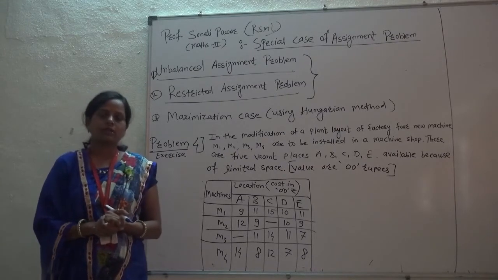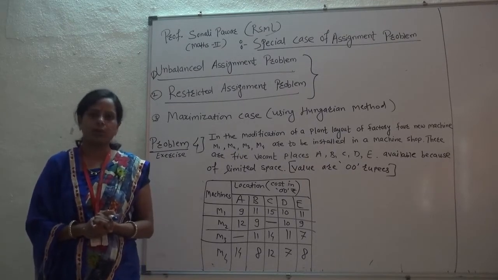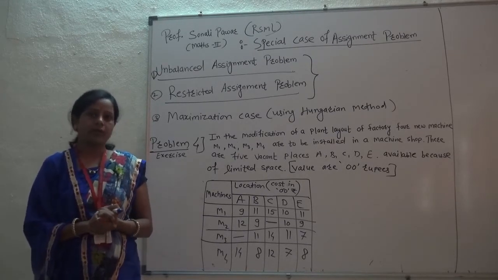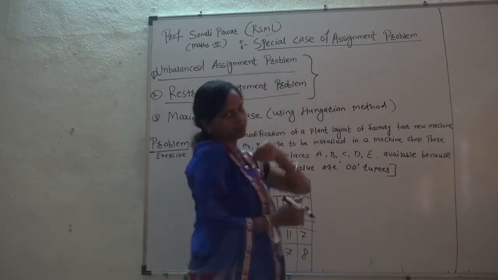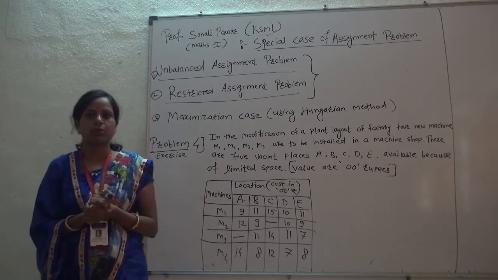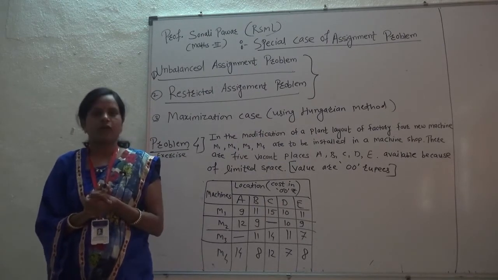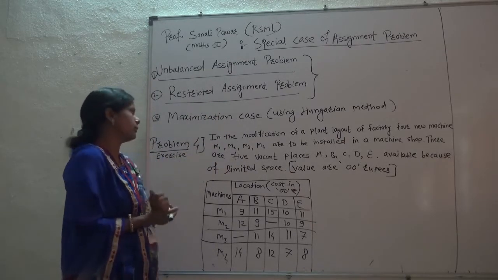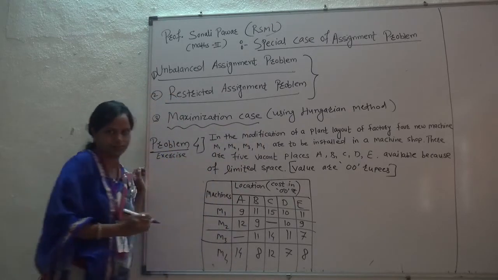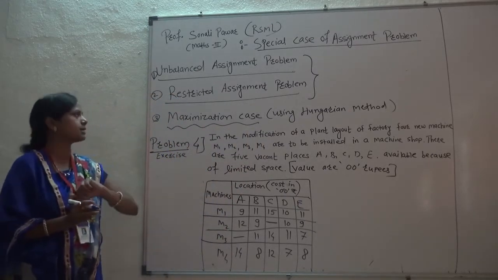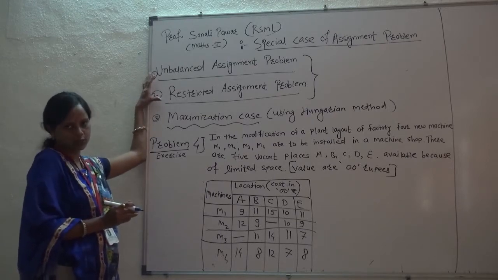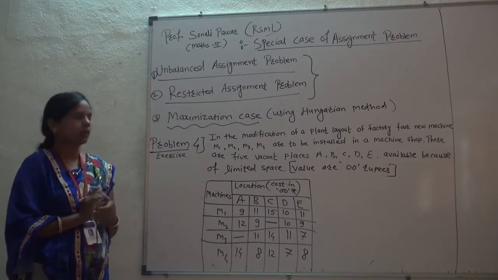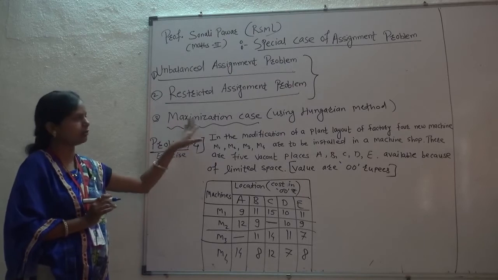See here, in the last lecture we studied the assignment problem, definitions, the Hungarian method, as well as 3 examples. Now we will study special cases of the assignment problem. So what are the special cases? Mainly 3. First is the unbalanced assignment problem. Second, the restricted assignment problem, and third, the maximization case. In this video we will study only 2 cases, which are the unbalanced assignment problem and the restricted assignment problem. In the next video we will study the last case, the maximization case.